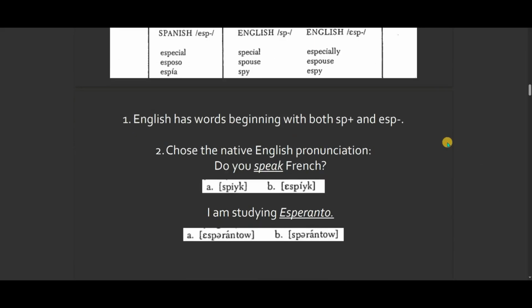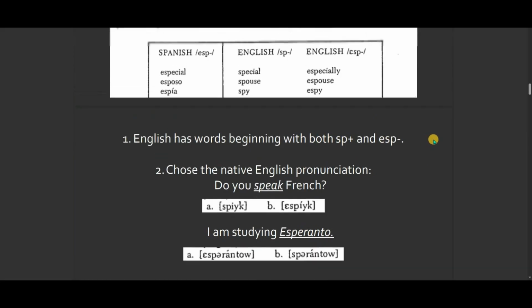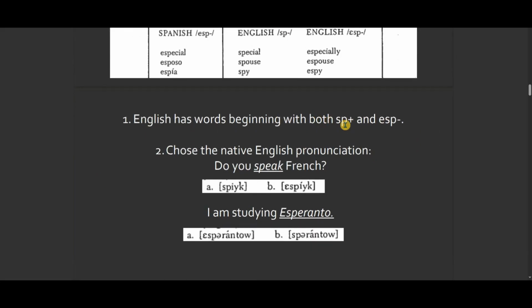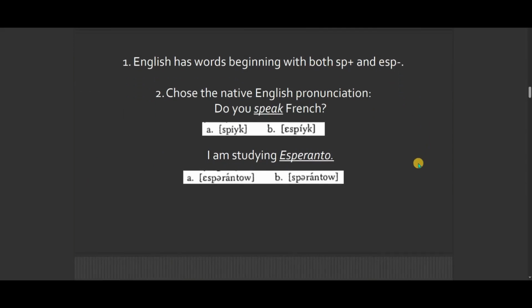Now, English has words beginning with both SP and ESP. Okay, knowing this, we know that English has words that begin with both SP and ESP. Number two, choose the native English pronunciation. Do you speak French?